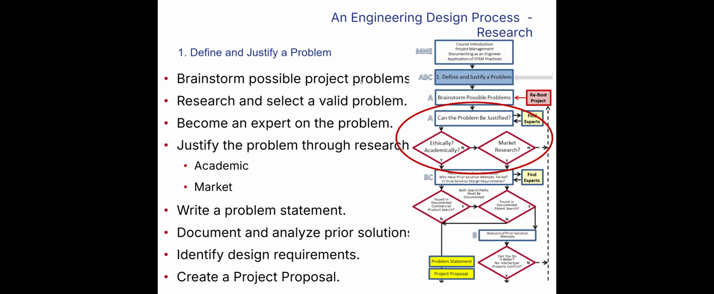Okay, so where are we on the flow chart? We're in this place right here, where we're looking at these decision boxes. Can we justify it ethically, academically? If the answer is yes, then we can go on. If no, then we have to go to market research. Yes, we can go on. No, well, then we have to rethink about it. We may have to circle back and do some new brainstorming.